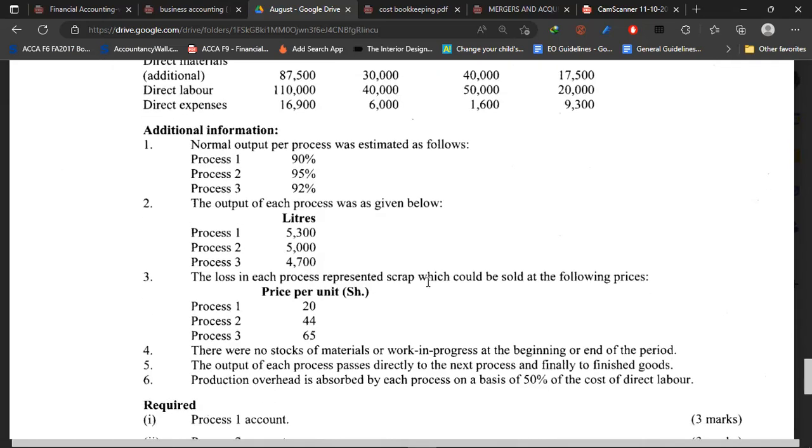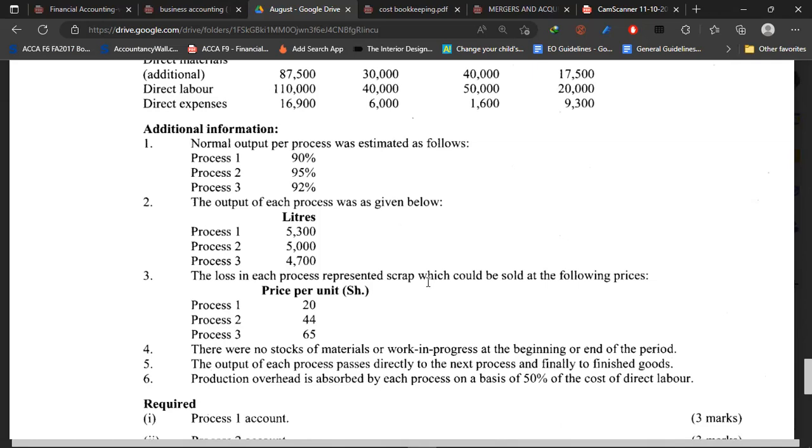Now, additional information we have been told: the normal output per process was estimated as follows. So the output, if it's 90%, where's the 10%? The 10% is for the normal loss. And you can see process 2 is 5% and process 3 is 8%. So we have been told the output of each process was given as follows, the liters per process given there.